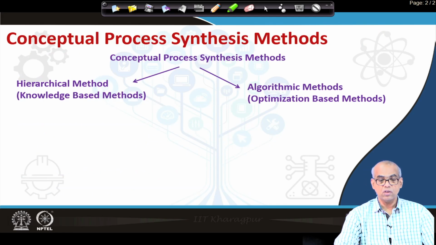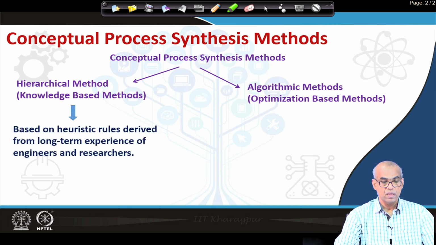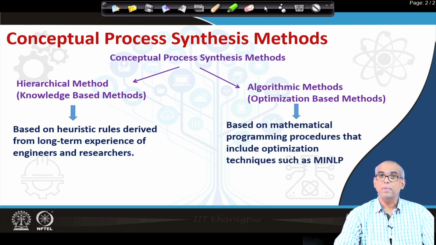As we discussed, conceptual process synthesis methods are broadly classified as hierarchical method and algorithmic methods. Hierarchical methods are essentially knowledge based methods. So, they are based on heuristic rules derived from long term experience of engineers and researchers. Algorithmic methods are based on optimization techniques.